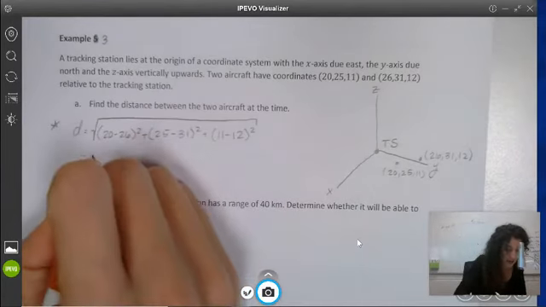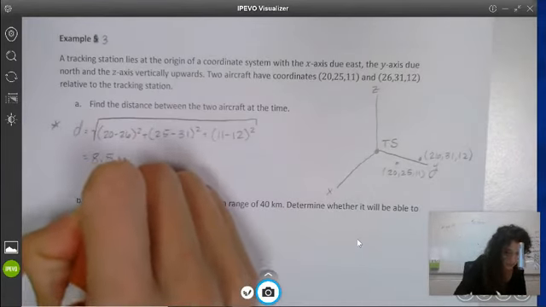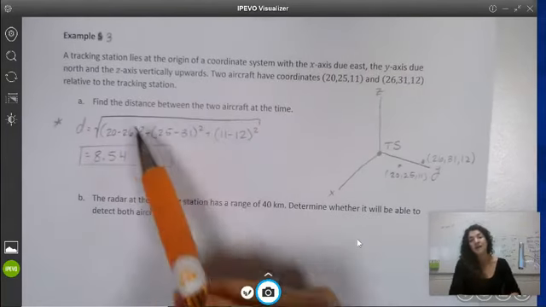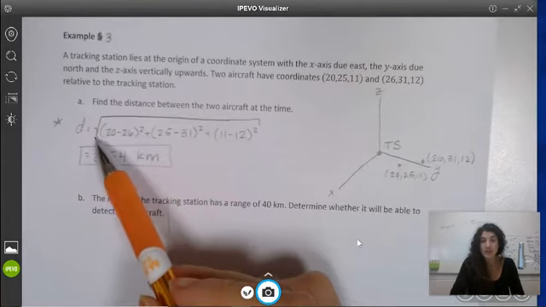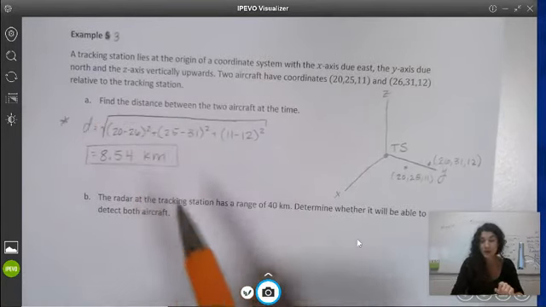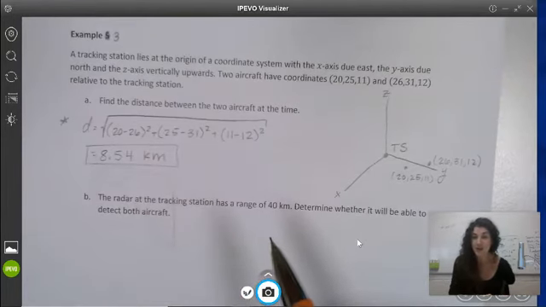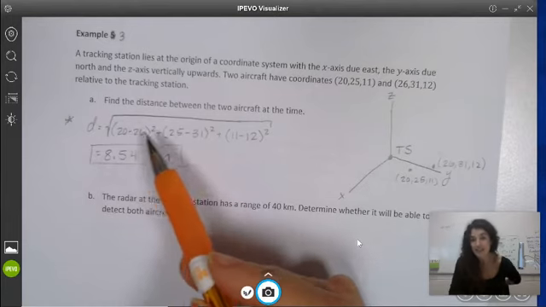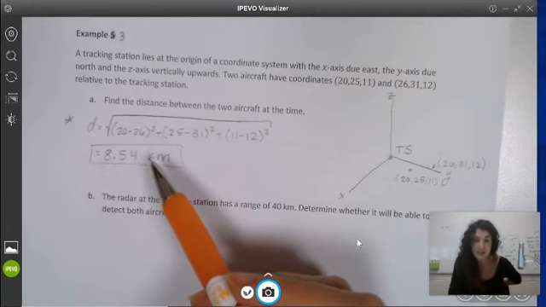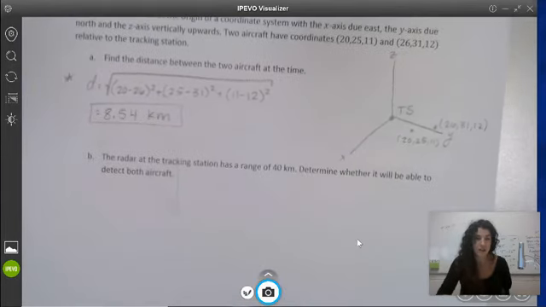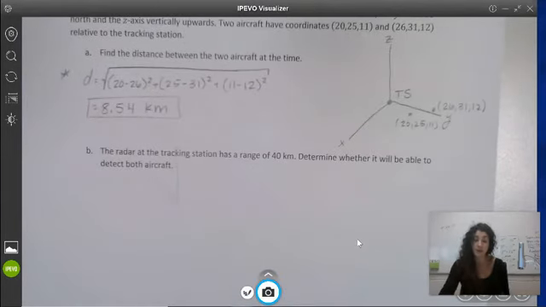So when you go ahead and subtract them, plug it into your calculator, you should get 8.54 kilometers. Double check that you're putting parentheses. If you decided to put all of this straight into your input line, make sure you're putting parentheses around 20 minus 26. Maybe you didn't do that and got a wonky number. Make sure that you're subtracting inside the parentheses and adding outside the parentheses. Make sure that your square root encompasses all of it. Those might be some tricky things if you didn't get the problem correct.